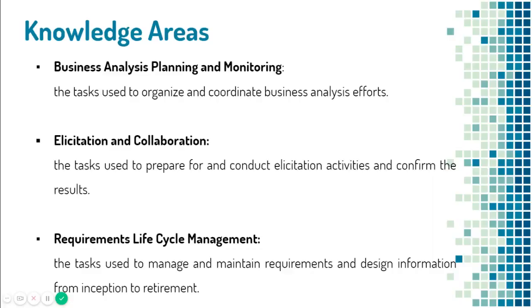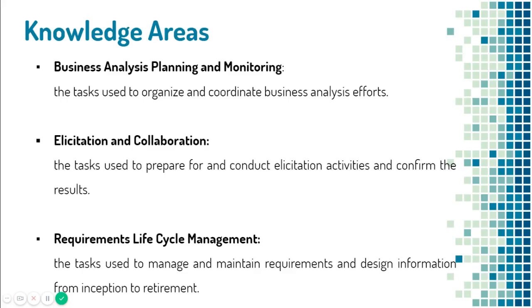So for the knowledge areas, there are 6 knowledge areas mentioned in the BABOK guide. The first one is business analysis planning and monitoring. The name itself has to do with planning and monitoring. So those activities, those tasks you use in organizing and coordinating your efforts or whatever activity you are assigned to do are what you'll be documenting.